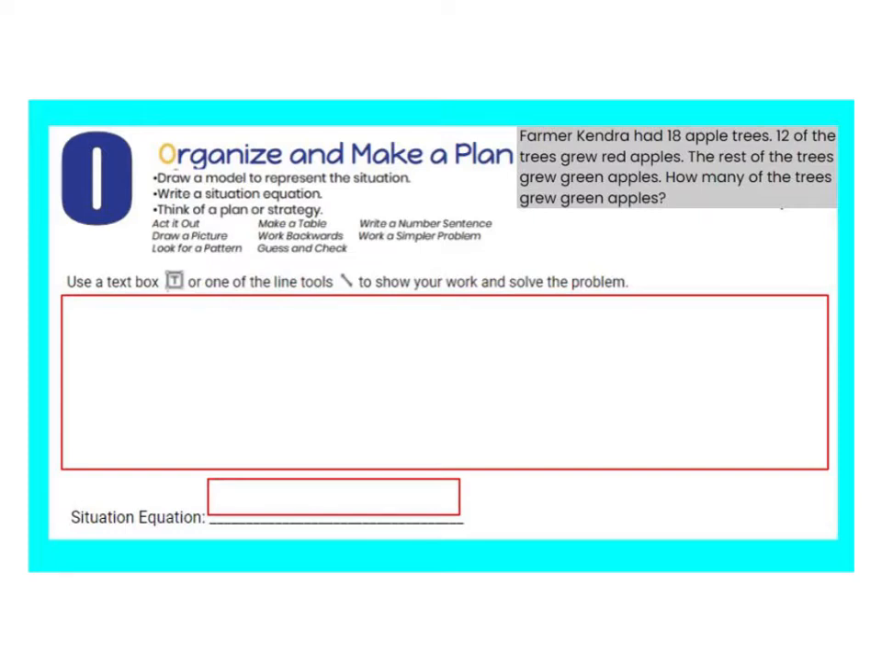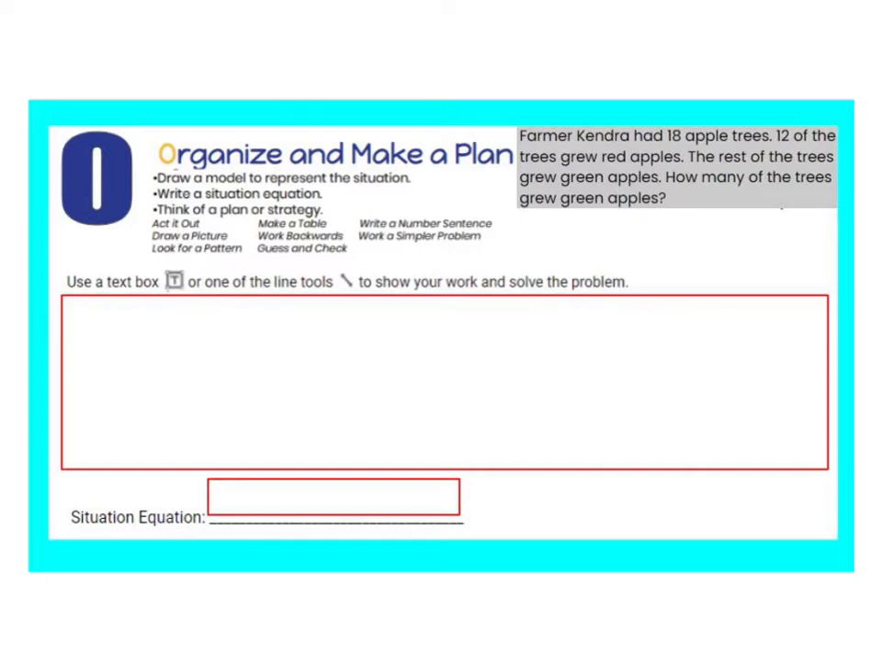Okay, so let's read the question one more time. Farmer Kendra had 18 apple trees. 12 of the trees grew red apples. The rest of the trees grew green apples. How many of the trees grew green apples?